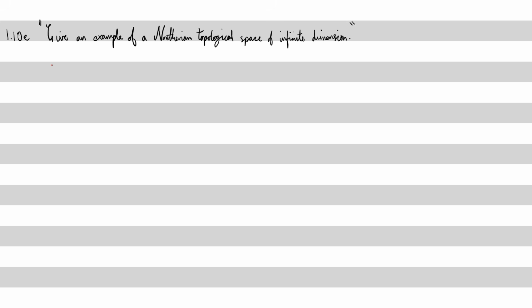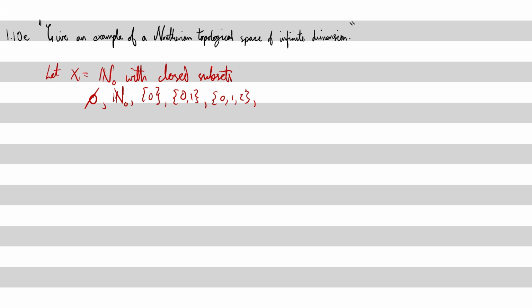But I have constructed this example. Let X be the natural numbers with closed subsets of the form empty, obviously, and then N, then {0}, I guess N naught if you're wanting to force 0 to be there, {0, 1}, {0, 1, 2}, etc., {0, 1, 2, 3, 4, ..., n}, for all n.